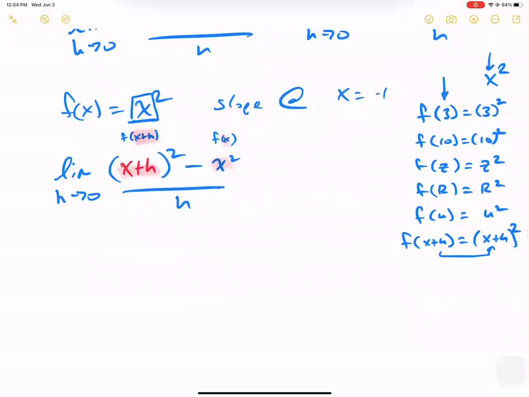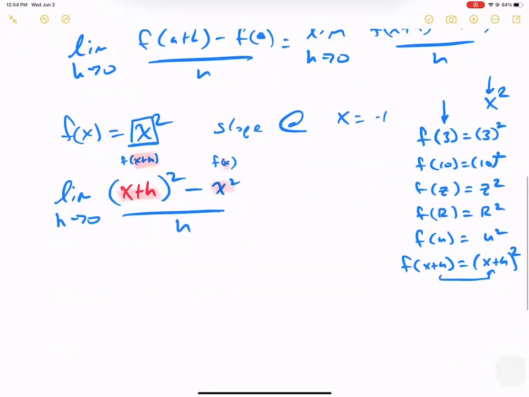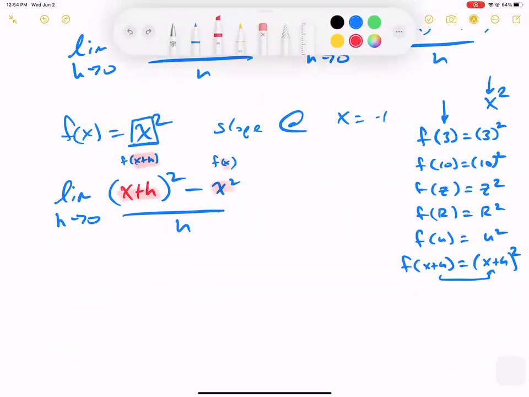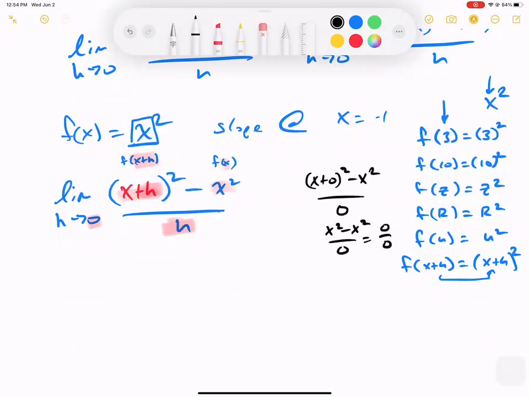Now, here's what we can try to do. Whenever you have a limit, we could try plugging it in. Now, if I plug in 0, h is 0, we end up causing a problem. If I plug in 0 right now, I want you guys to all see this. It'll be x plus 0 squared minus x squared over 0. This becomes x squared minus x squared over 0, which is 0 over 0. What do we say about 0 over 0? Is that an answer that we can take? No, we cannot do this. We want to find another way.